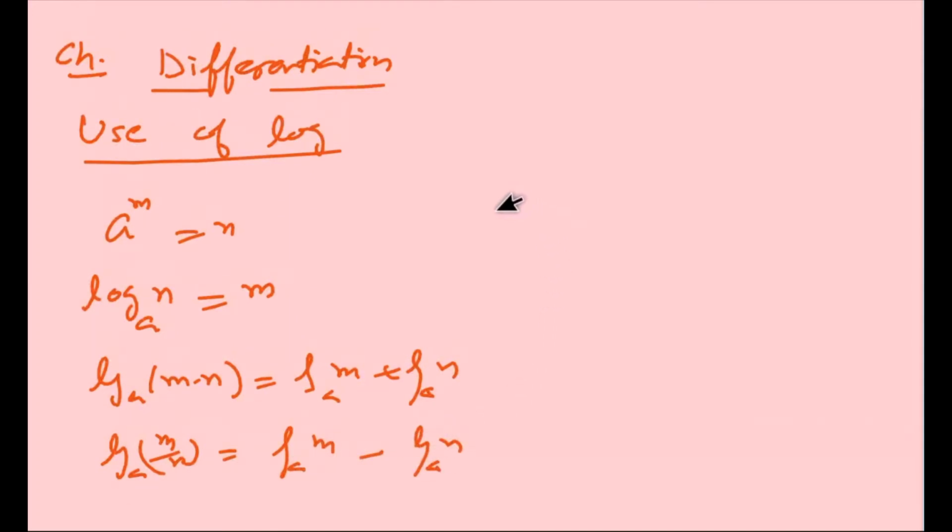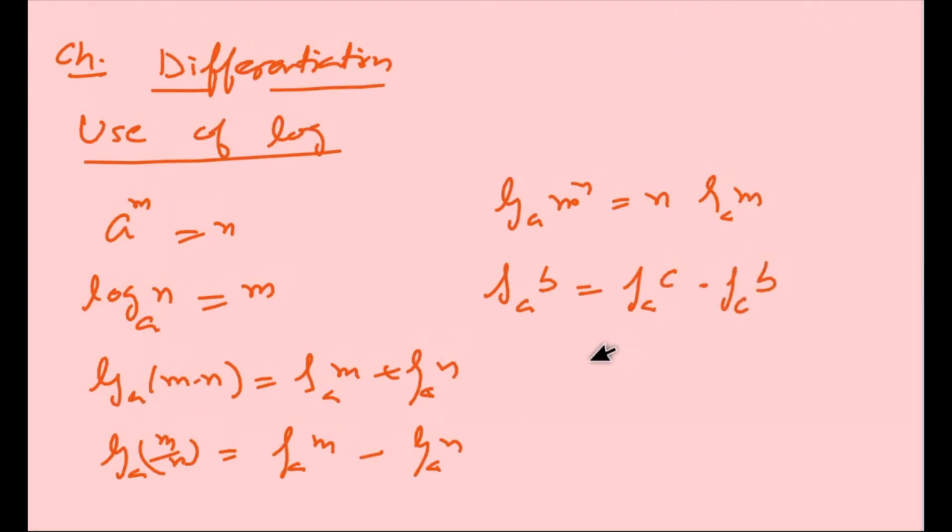And also you know m to the power n, you can write as n times log m at base a. Okay, and now if you want to change the base, you can write log a base b equals log a base c into log c base b. And also you can write log a base b as 1 upon log b base a. Using all these log formulas, we will do the differentiation.